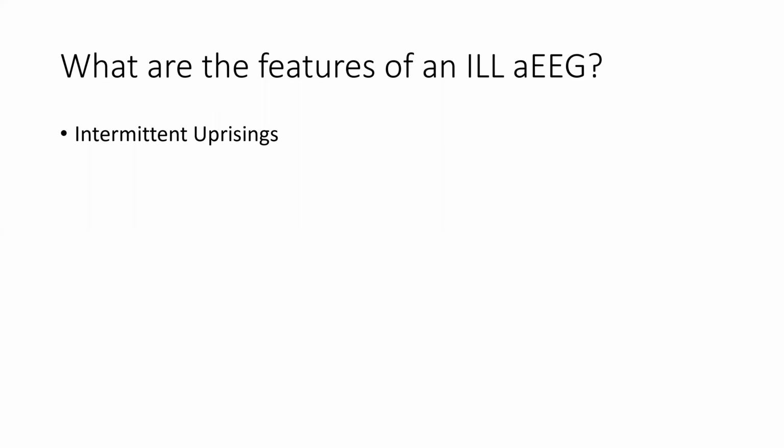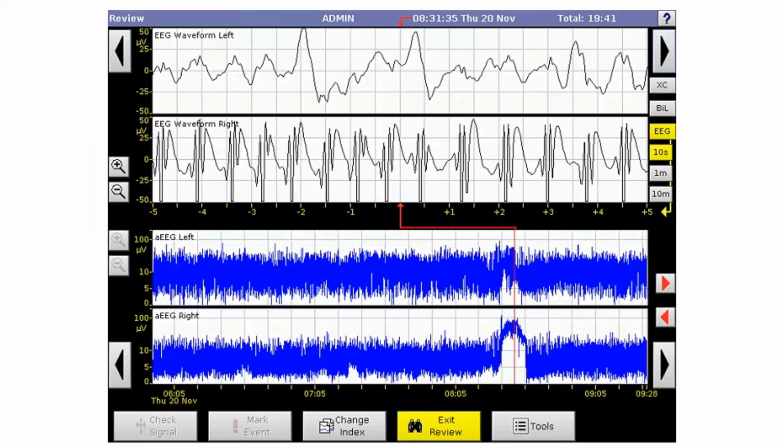And of course, the number one bad sign of any pathological EEG tracing or brain activity is intermittent uprisings, meaning seizures, right? Seizures can come in many forms, and they are very rarely as beautiful as this example, but I wanted to talk about these intermittent uprisings and some of the features that we know are the hallmarks of seizures on aEEG.